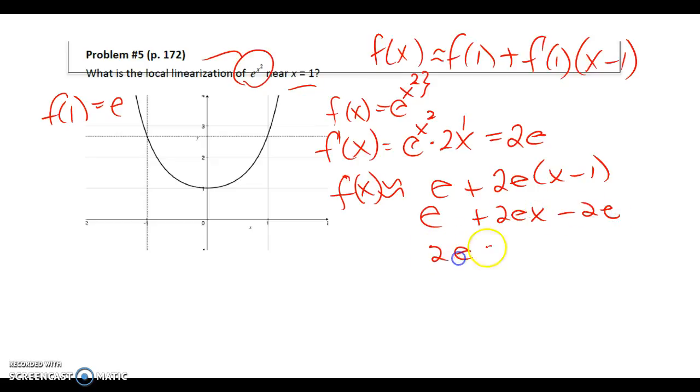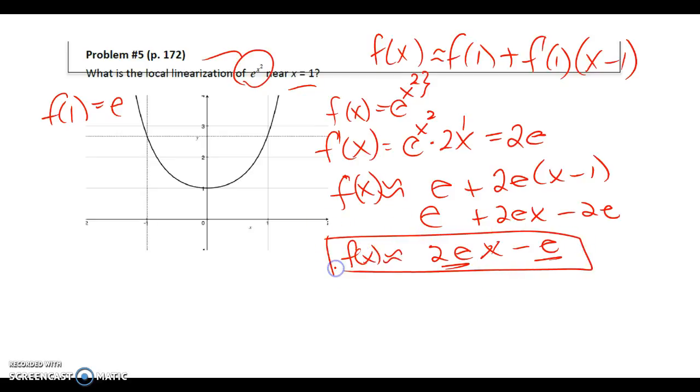So it's 2ex minus e. So you see we have a slope, we have a y-intercept, don't we? All right. So it says, what is the local linearization near 1? This is the equation, isn't it? That's the local linearization near 1. That's all they asked us for in this particular problem. See, we just had to find the function, the derivative, and plug in what we're finding it near.